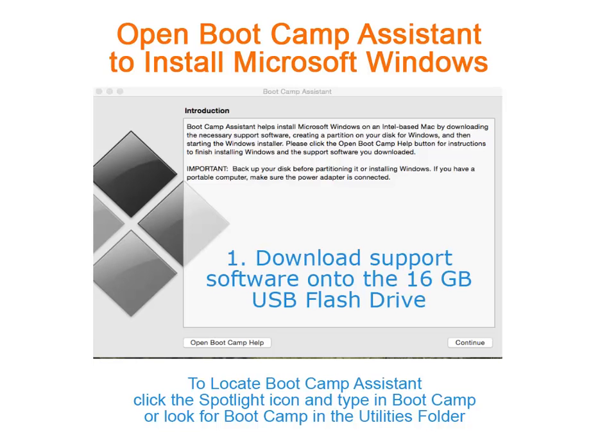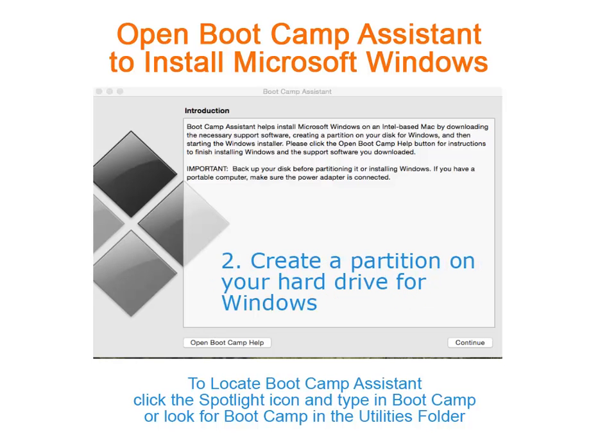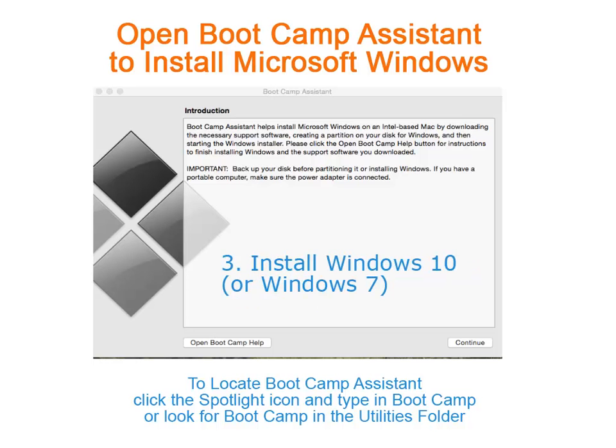Bootcamp is going to download support software onto the USB drive you already formatted. Next, it's going to create a partition, a space on your hard drive devoted exclusively to Windows. And third, it's going to install the Windows program on your Mac computer.